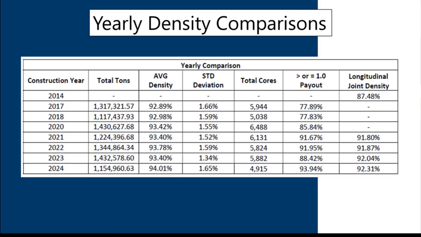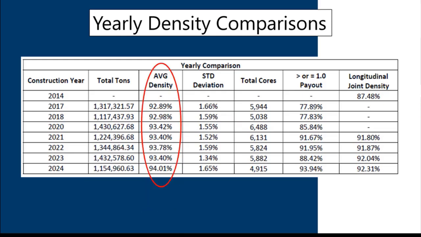So this is a table we add to every year, and basically it's a running comparison of our mainline asphalt density results. So we start with the construction year, the total tons of asphalt paved that year, the average density, the standard deviation of the average density, the total cores taken in that year, and the percent of those cores greater than or equal to the 1.0 payout, which is 92%, and the longitudinal joint density. So the columns we'll focus on here are the average density and the longitudinal joint density.